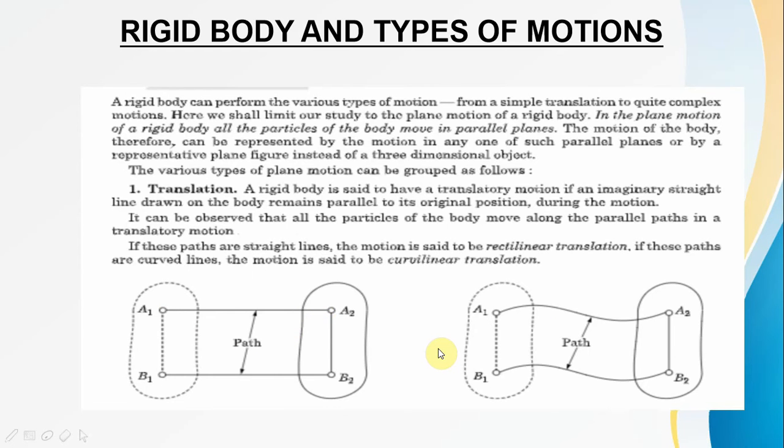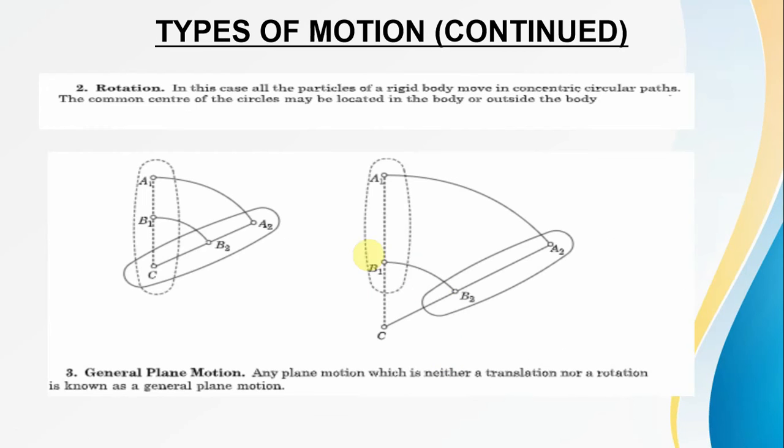Another type of motion is rotation. As you can see in this case, the body rotates from here to here, and the center is C, which is inside the body. In this case, the body rotates from this position to this position, whereas the center is outside the body. These are the two cases of rotation motion.